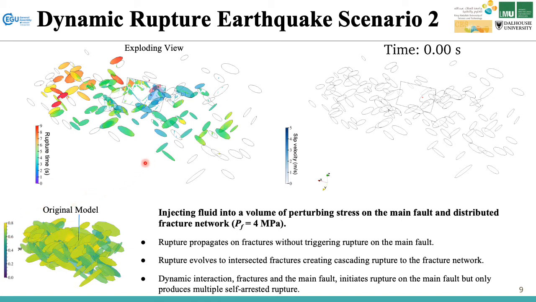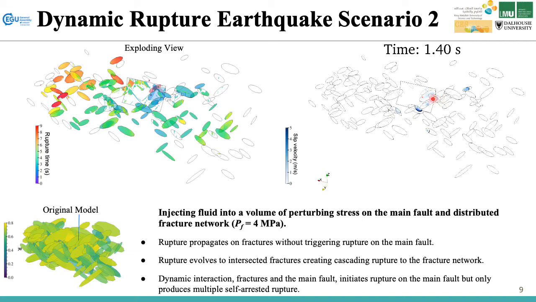Same as the previous figure, the left upper panel here represents the exploding view of rupture time. To better see what is going on, the video on the right will show you how the rupture evolves within the fracture network and does not trigger a runaway rupture on the main fault plane. Let me play the video.